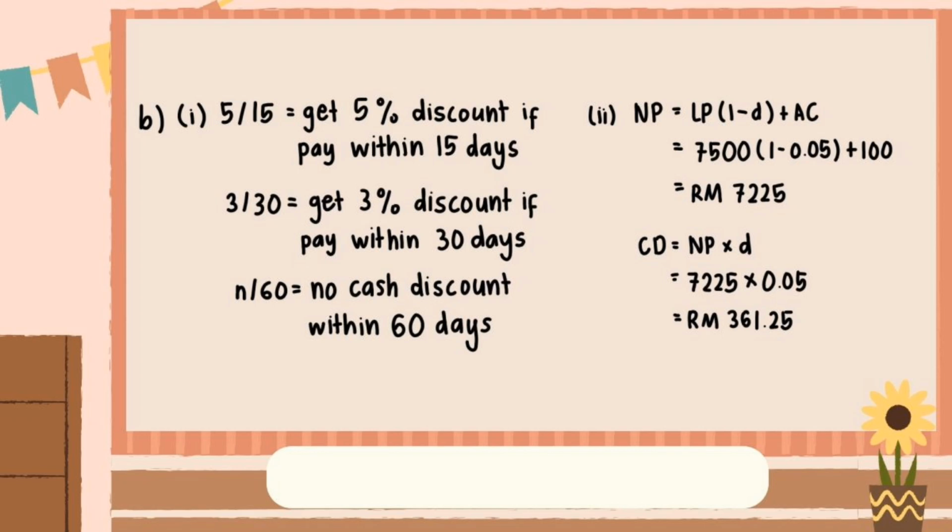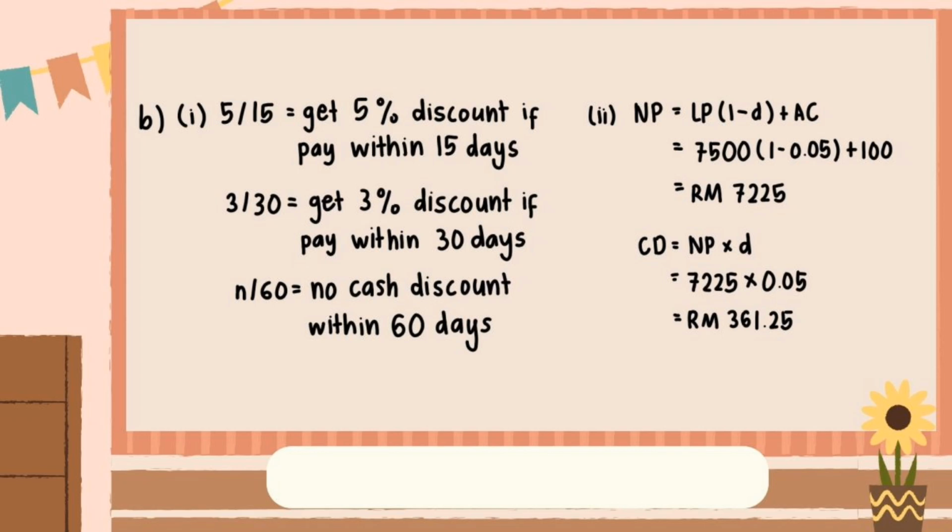So for the explanation why the discount is 0.05, it is because the question says the invoice is paid within 15 days of the date of the invoice. And why we put 100 as the additional cost is because it says including transportation cost of 100.